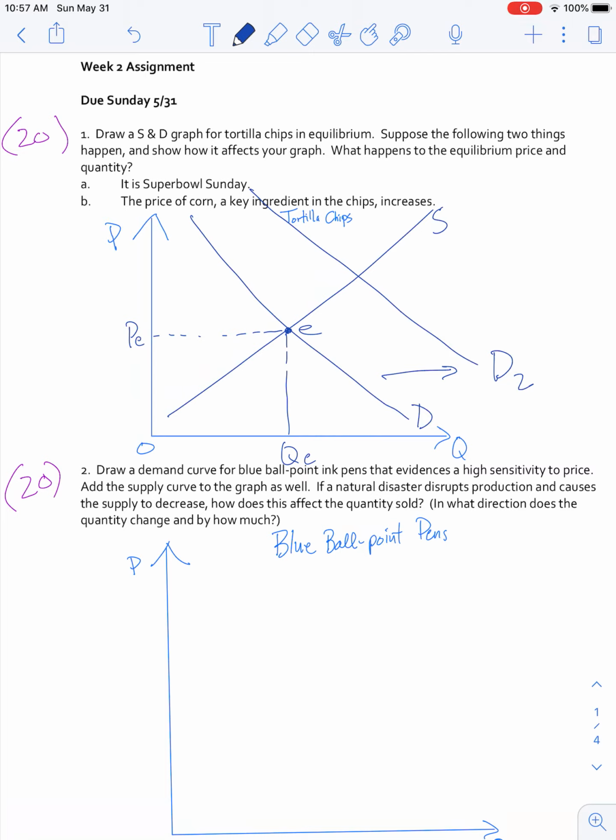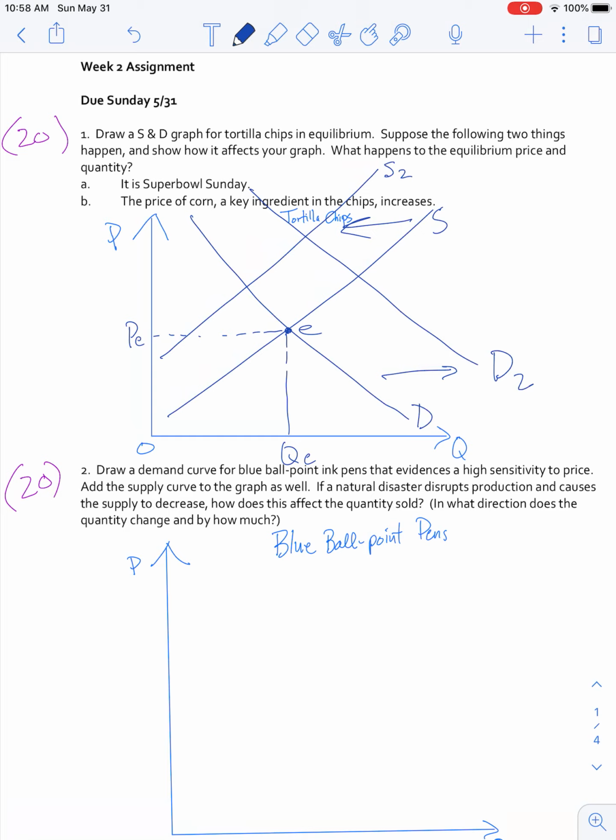But does that affect the supply curve? Absolutely, right? As your input prices go up, suppliers are willing to supply a smaller amount at any given price. So you would see a leftward shift of the supply curve, right? A decrease in supply. So we're going to call this S2. And so there is a decrease in supply.